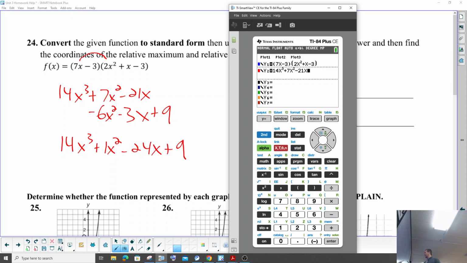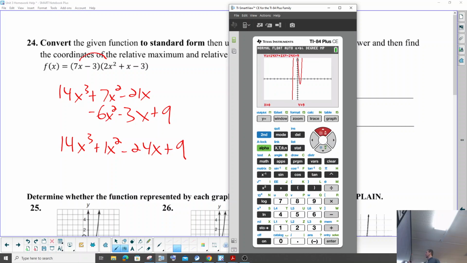Oh, forgot the plus 9. There's the plus 9 minus 20. Oh, 24x. You're looking at the wrong thing. Sorry. So that's actually a plus 1x squared. It's okay to make mistakes as long as you catch yourself and fix them. So 24 minus 24x plus 9. Okay, let's graph it. Yeah, it's identical.